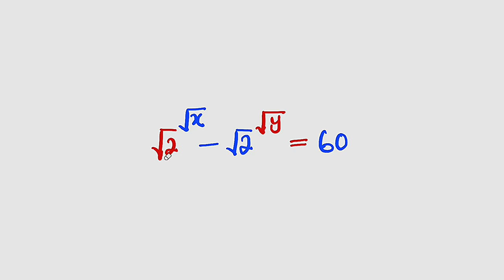The equation is square root of 2 raised to the power of square root of x minus square root of 2 raised to the power of square root of y equal to 60.